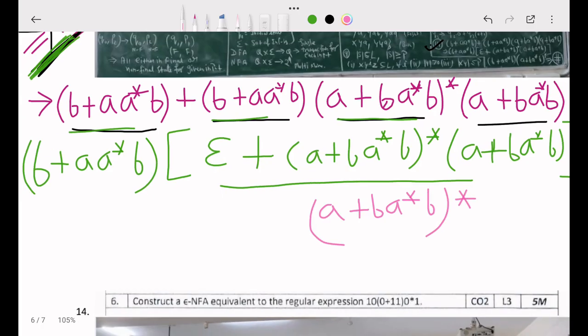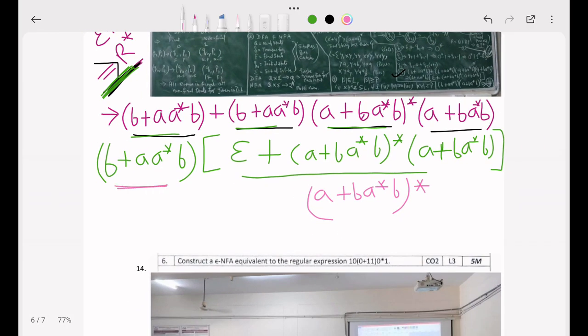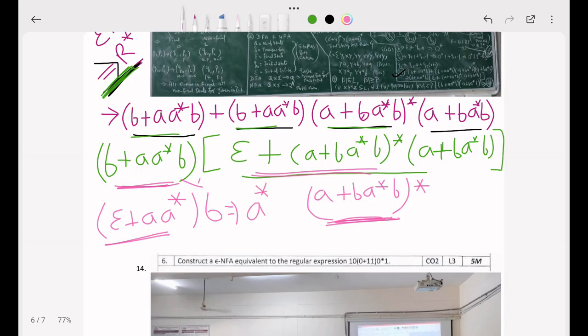This is the output. Now from here again I will take B common. I can take either side; I am taking this side. Now again this is epsilon plus A star, and you know that epsilon plus A star is equal to A star. So the final output for this one is A star and B.